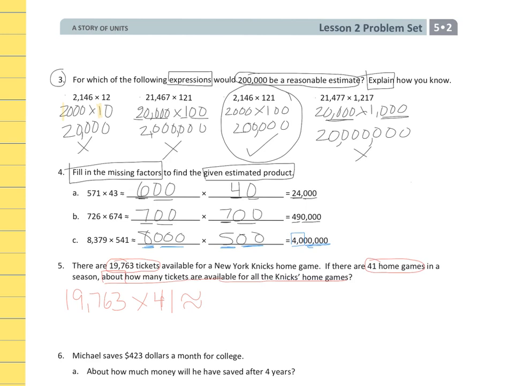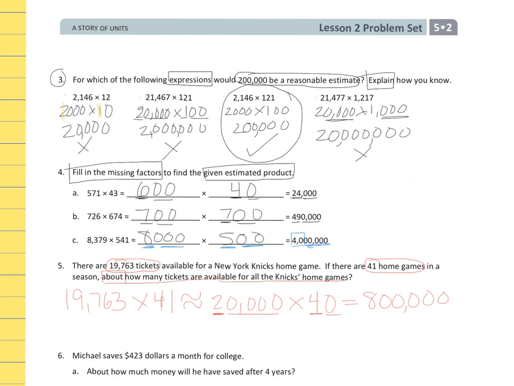So 19,763. That's closer to 19,000 or 20,000. Hopefully you know it's 20,000. And then we're going to multiply that by 41, which is close to 40. And we're going to say, okay, 2 times 4, that's going to be 8. And then we're going to add our zeros. We got 4 here and 1 here, so we're going to have 5 zeros all together. So 80,000 is our estimate.